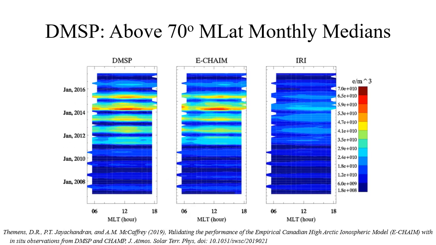To give you an idea of what that looks like, these are monthly median or monthly versus MLT binned electron density from DMSP, Eshame, and the IRI above 70 degrees north geomagnetic latitude. And you'll note that the IRI tends to significantly underestimate electron density at these altitudes and in the polar cap, whereas Eshame does a very good job at capturing the solar cycle, seasonal, and diurnal variability in this region.